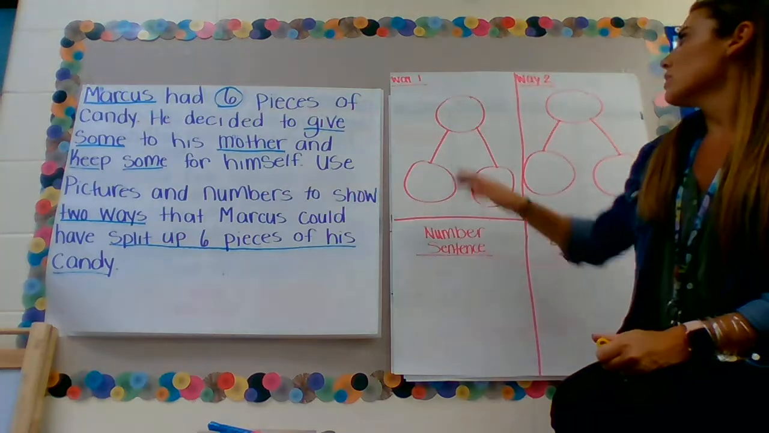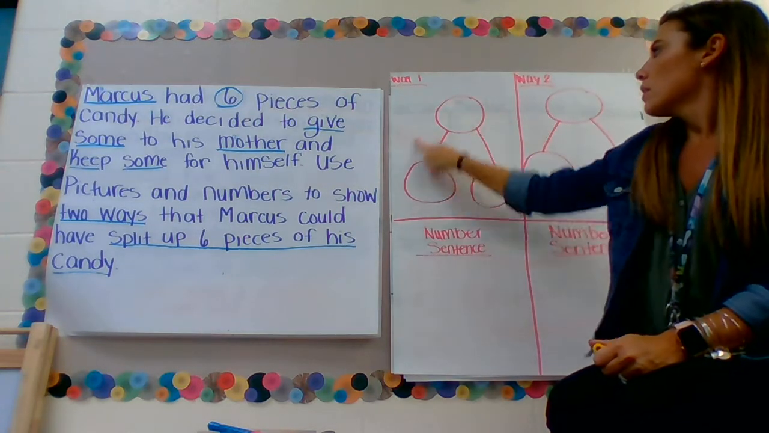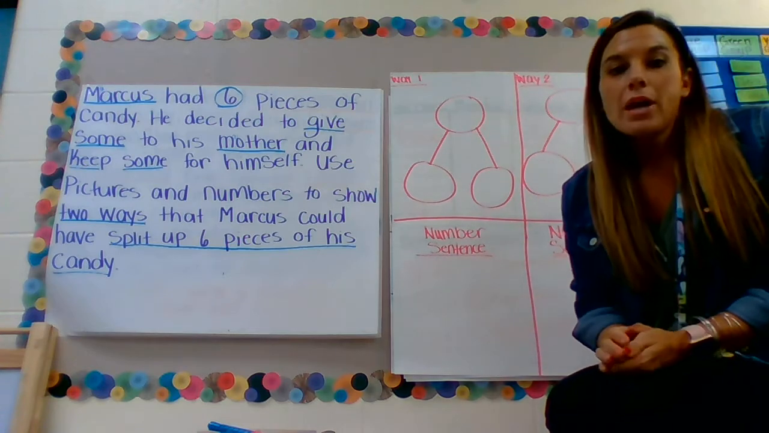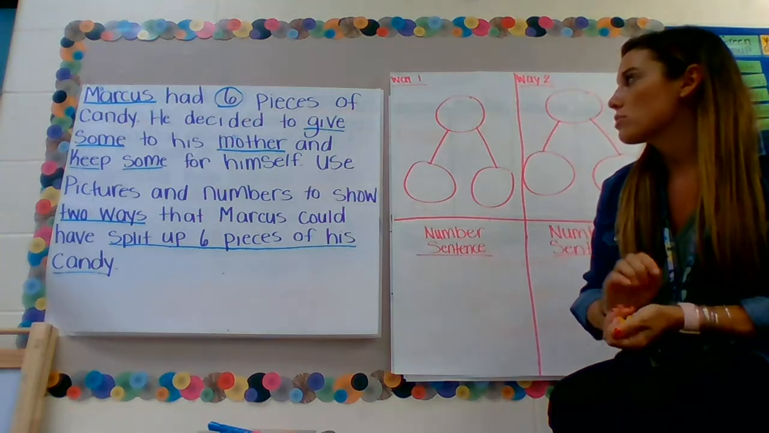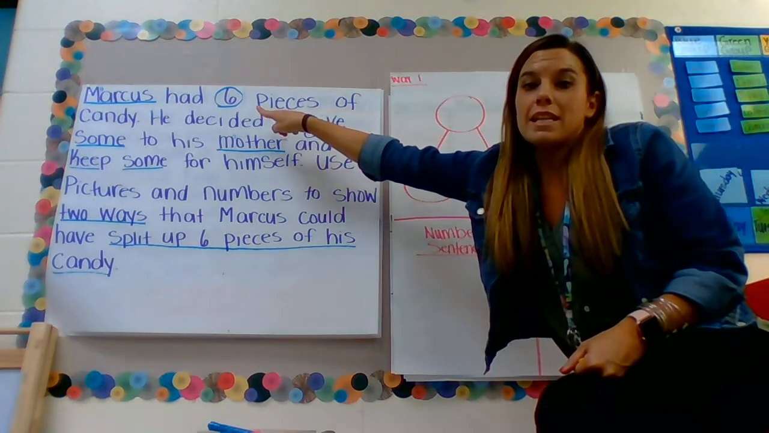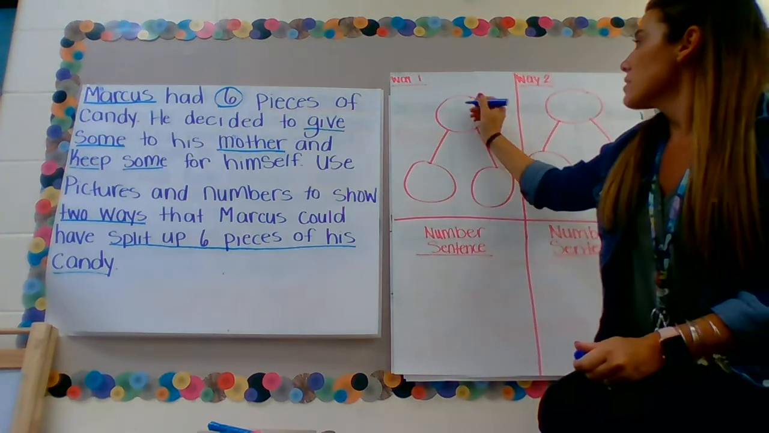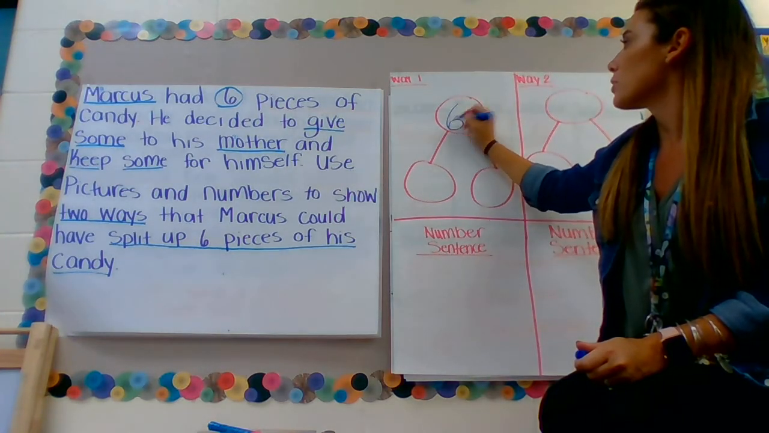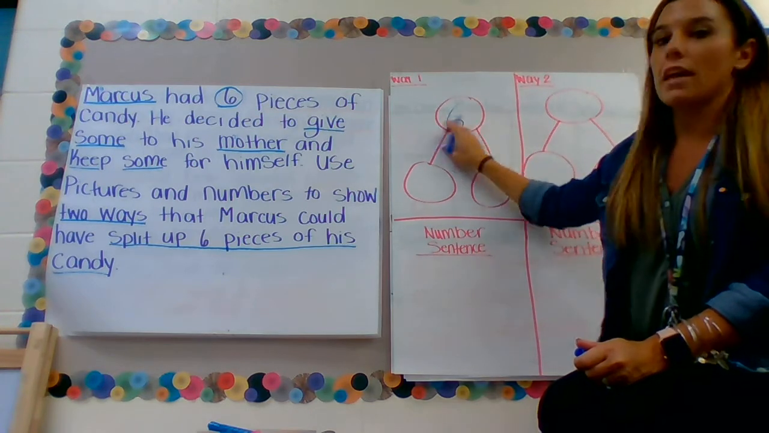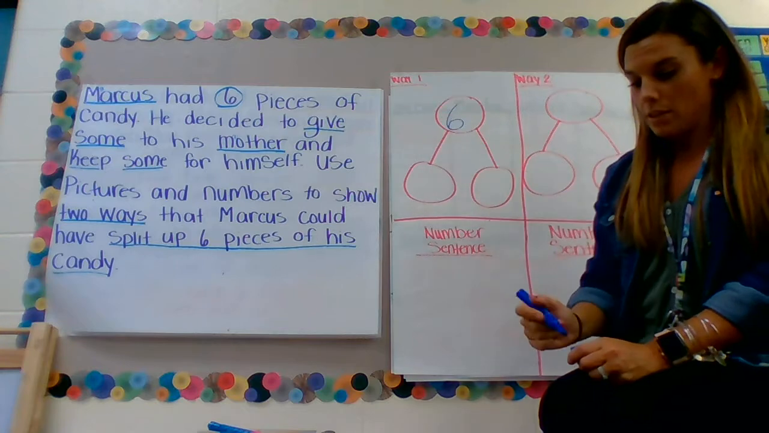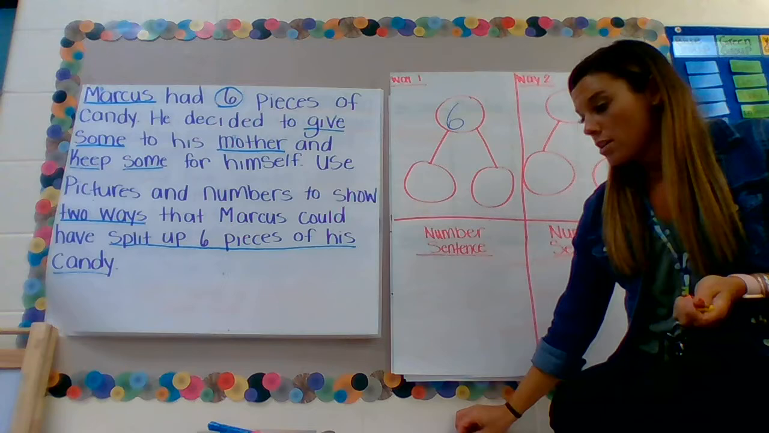So the first thing we're going to do, this says way 1, way number 1. This is the first way we're going to come up with. So it's important to remember how many pieces of candy Marcus had all together. Remember, in our story problem, it says he had 6 pieces. So I'm going to write that number 6 at the top of my number bond, okay? Because that means this is all together, right? He had 6 pieces all together.